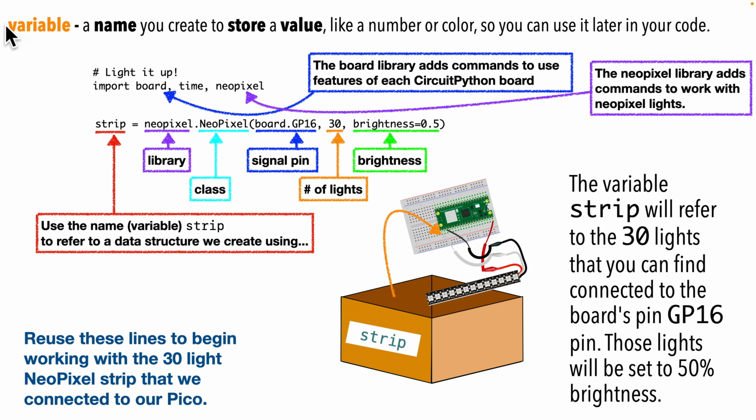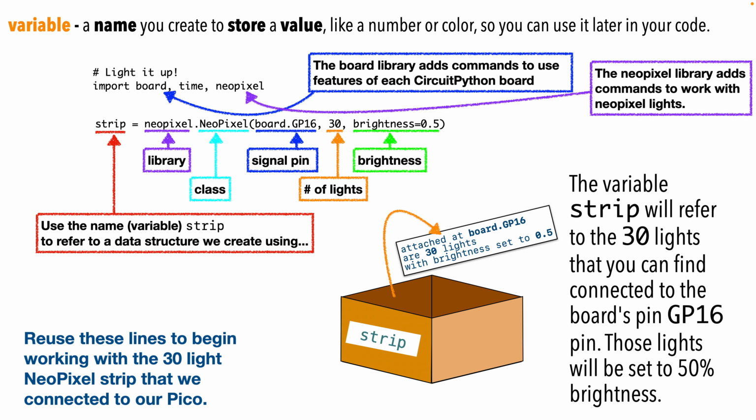Cool. Quick concept, strip is what's referred to in computing as a variable, and I like to think of a variable as being a named box that contains data. Now in this case, we created a box named strip, that's our variable name, and it contains all of the information about our NeoPixel strip. So whenever we refer to strip in our code, our program is able to sort of look inside that box named strip, and there it finds information on our NeoPixel object that's connected to the board's GP16 pin that has 30 lights and is set to 50% brightness. Now being able to say strip is super handy, because instead of all this information we wrote up here, we just say strip. That's one advantage of using a variable. It's a concise way of referring to the data that makes up a value.